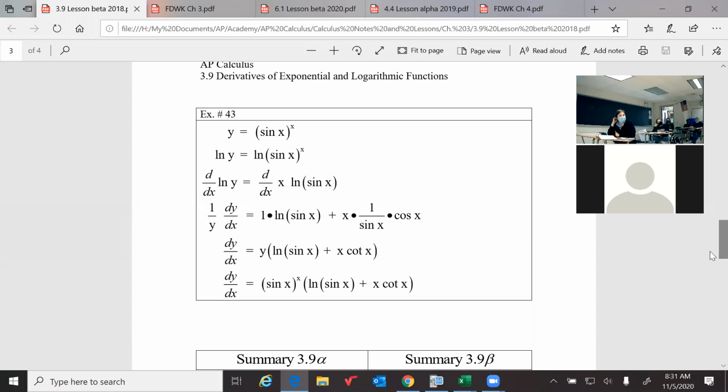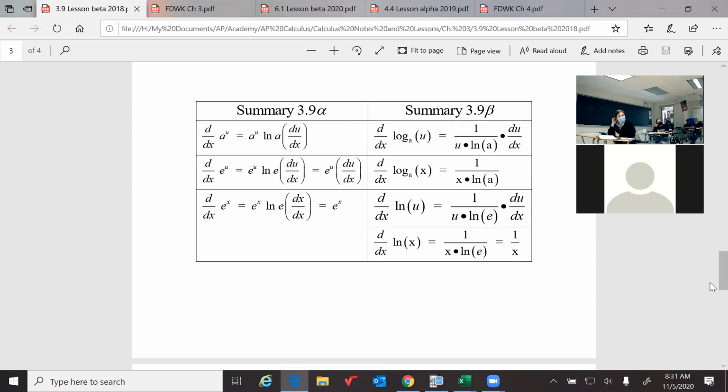Last thing, this is the summary of the alpha and beta lessons. And the point is, the top lines are what matters. Because everything else is a subset of the top line. So the derivative of a to the mu from the alpha lesson, the derivative log base a of mu from the beta lesson. And how the derivative of e to the x is a subset of this, the derivative of ln x is a subset of that.